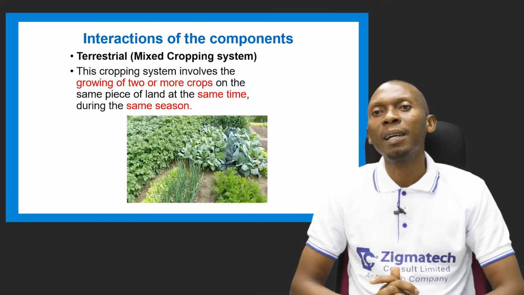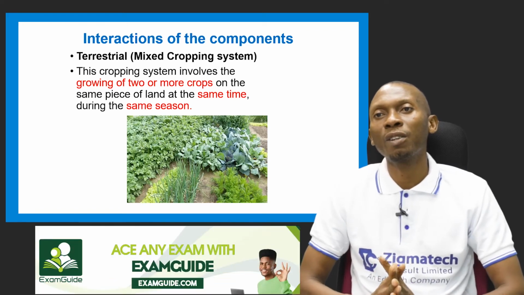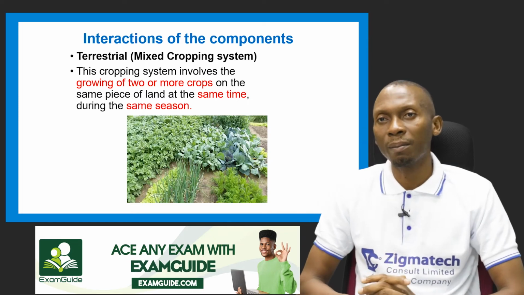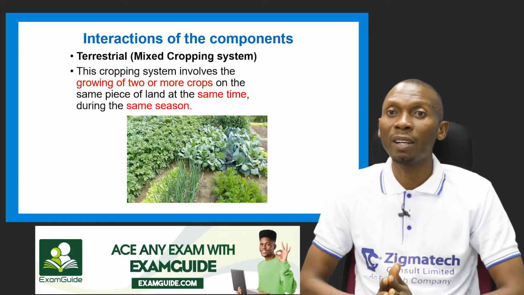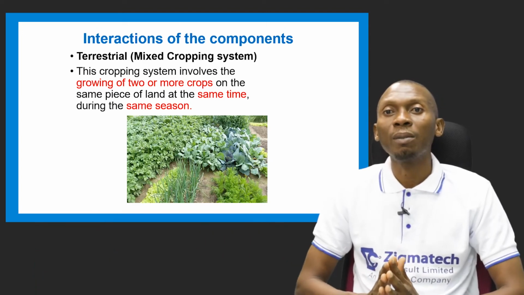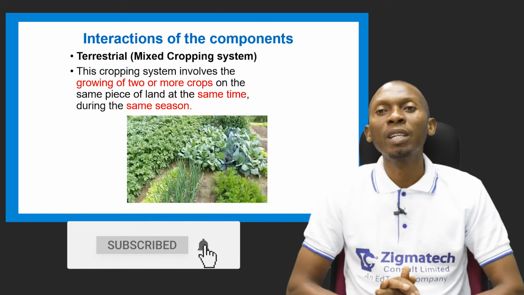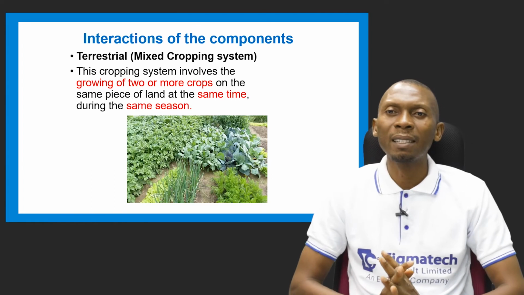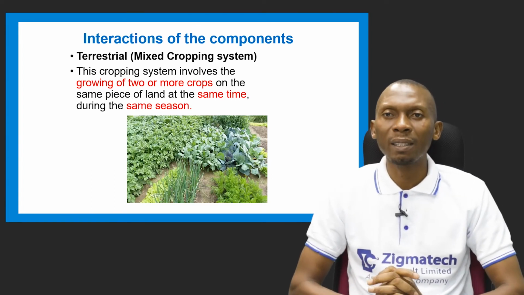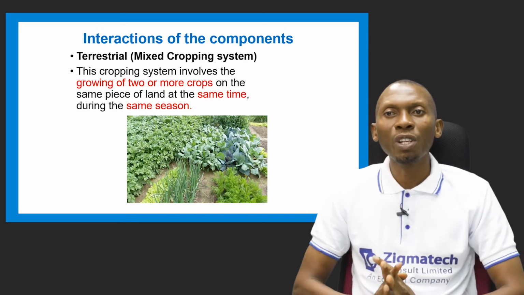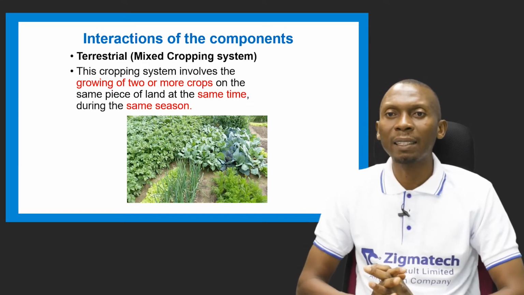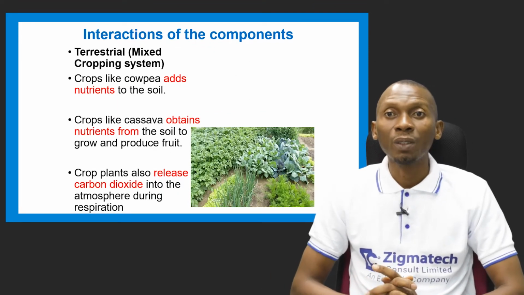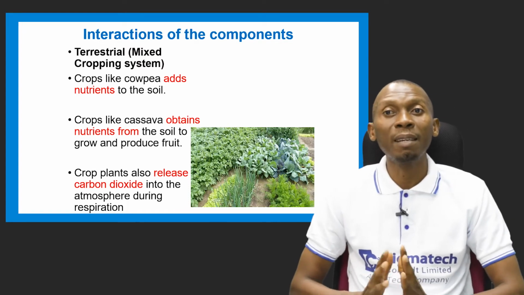Let's look at another illustration that shows the interaction of the components of an ecosystem. Here we're looking at the mixed cropping system, which is a terrestrial habitat. The mixed cropping system involves the growing of 2 or more crops on the same piece of land at the same time during the same season. Now, what is the interaction here between the biotic and the abiotic components in a mixed cropping system?